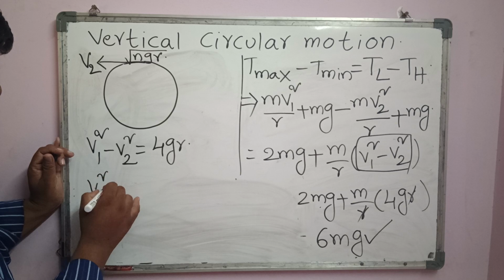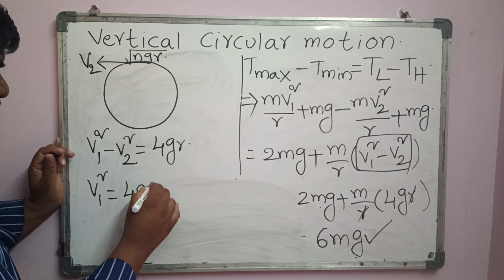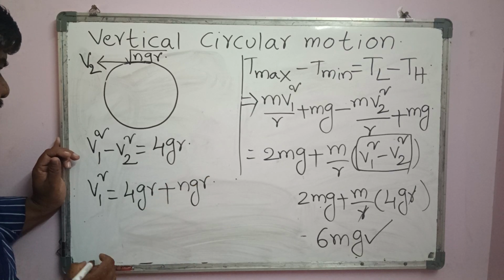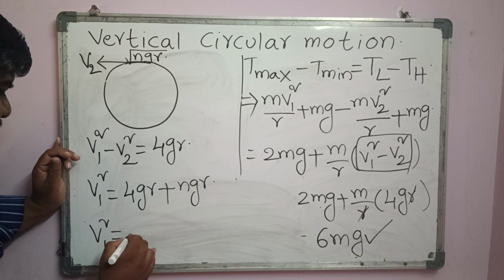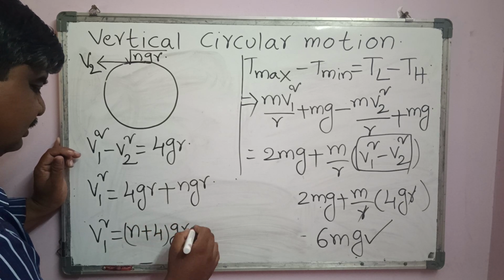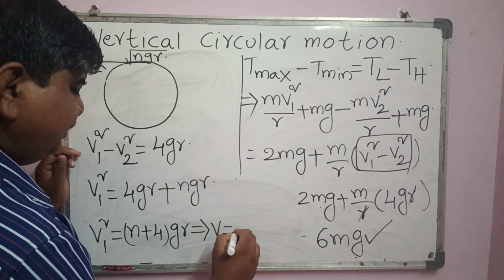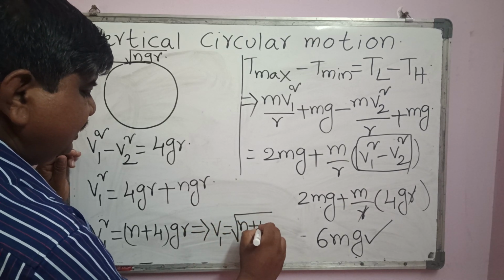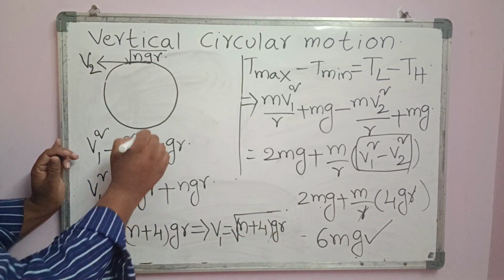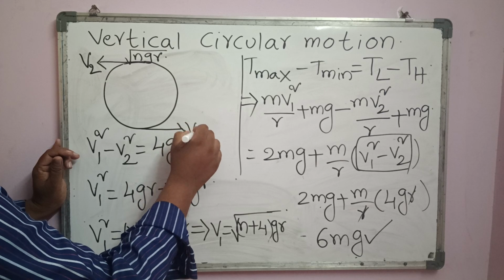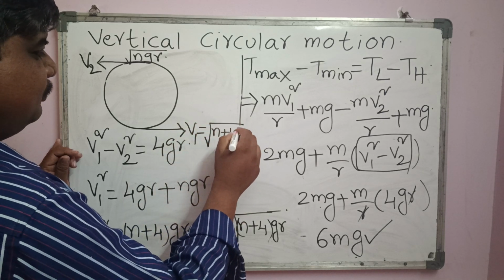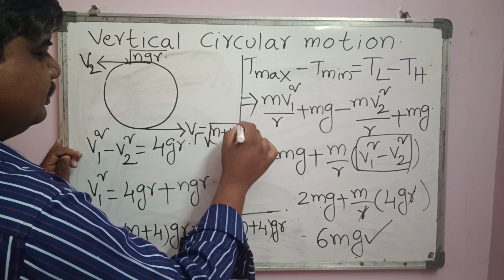Therefore V1 square equals 4gr plus V2 square, meaning ngr. Therefore V1 square equals n plus 4 of gr. Therefore V1 can be written as root over n plus 4 of gr. So at the lowest position, V1 is root over n plus 4 into gr.